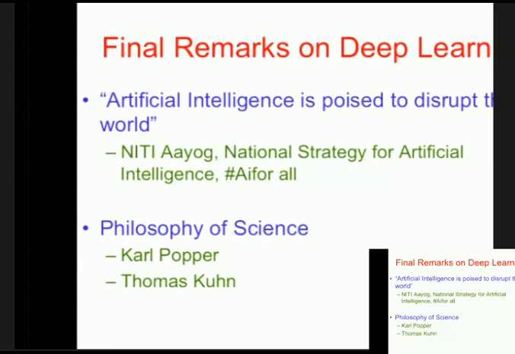On their website, they have a very hefty document titled National Strategy for Artificial Intelligence, or AI for All. The very first sentence that you read when you open the document says, artificial intelligence is poised to disrupt the world. So you have to ponder on this. A lot of thought has gone into it. It's a very good document, by the way. It's not like simply putting in stuff from all over. They thought about it and wrote this. My one reaction to this was, AI is, of course, part of the world.